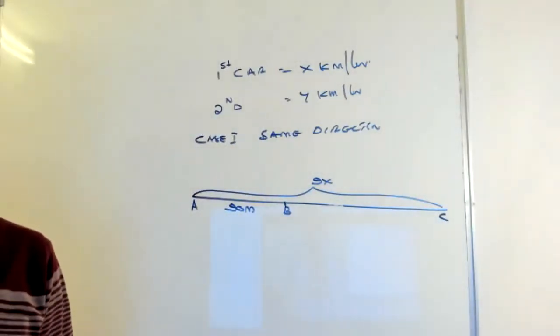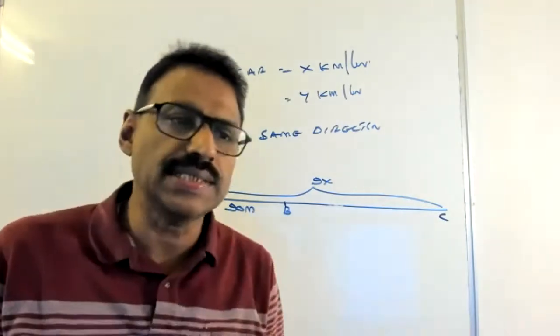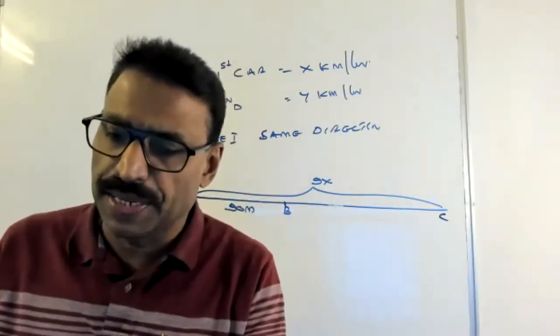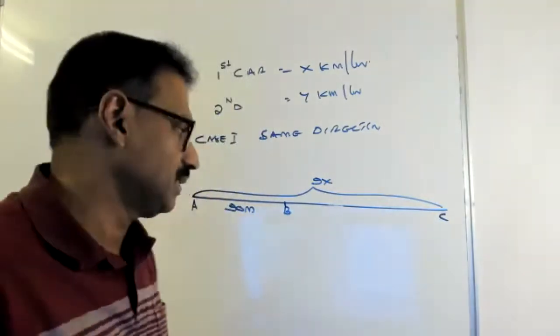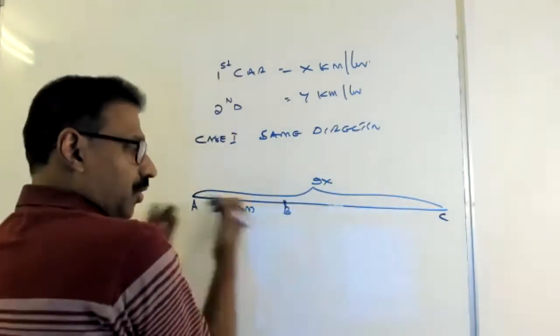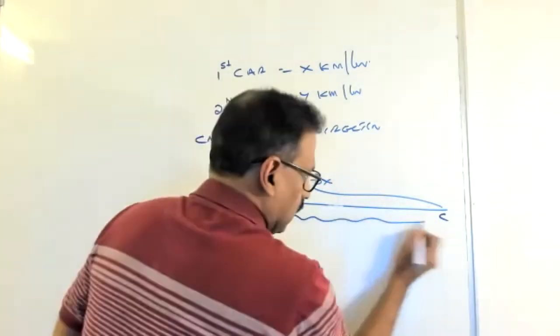Okay. Similarly, the distance covered by the second car in 9 hours is 9y. The second car starts from here only, so it's not going to here. This one is 9y.